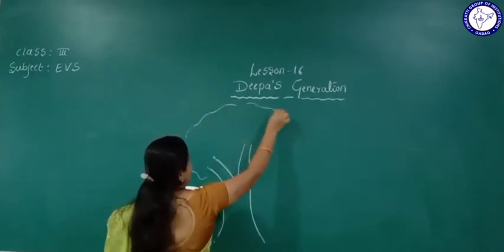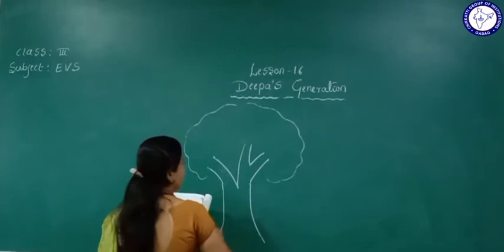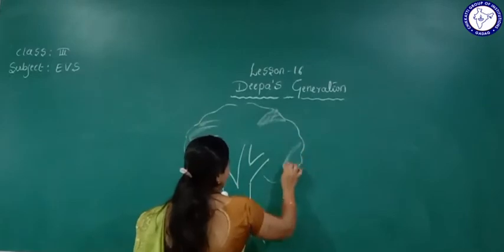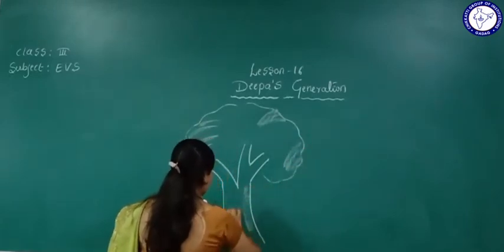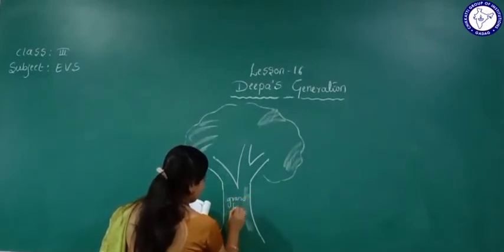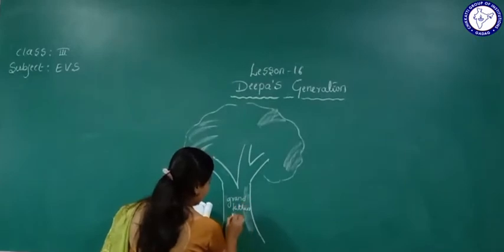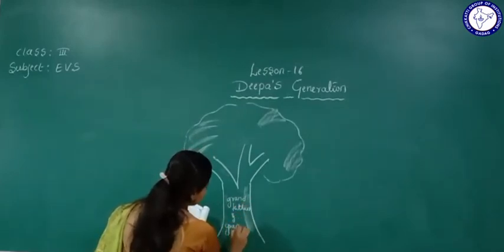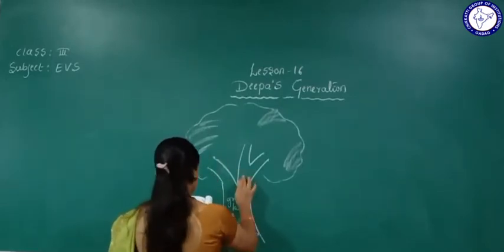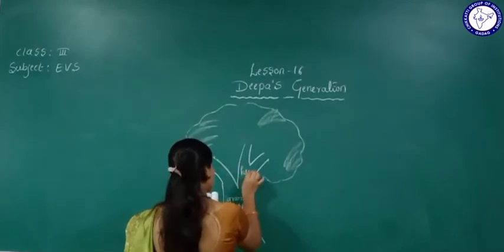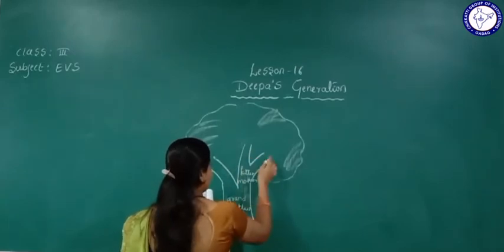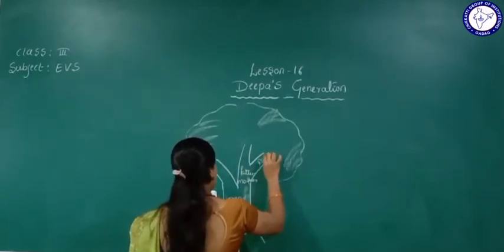Like this, he draws a family tree. So here I'll write grandfather and grandmother. Here I'll write father, mother. Yes, two children here, Raju and Deepa.